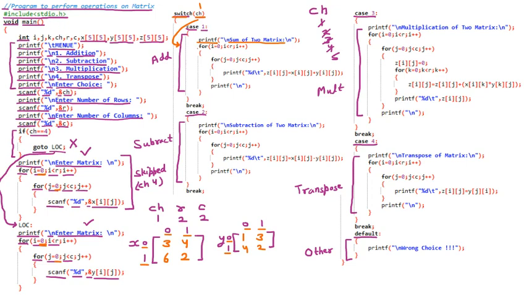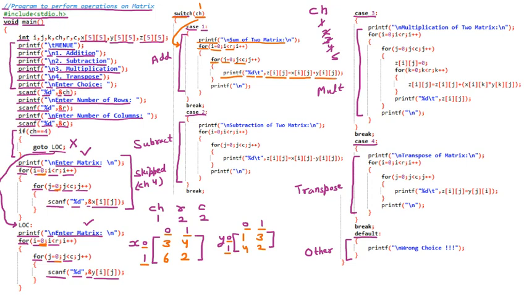Again the same thing, for i is equal to 0 to less than r, for j is equal to 0 to less than c. From rows to column, from 0 to 1 they are running, and what they are doing, that is interesting. Printf, we are printing on the screen %d for the integer value, \t, we are giving a tab space.